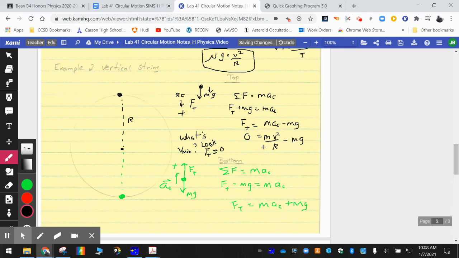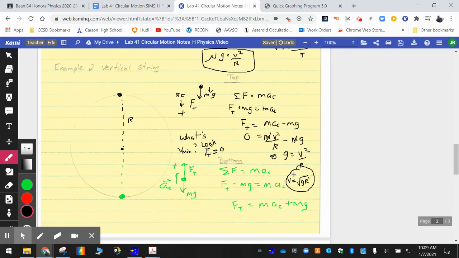Everybody good so far? Take a look here. A_C is really V squared over R. What cancels out right away? The masses cancel out. Now I want to solve for V. Using my advanced algebra skills, I'm going to bring g over to the other side. So g is equal to V squared over R. To solve for V, V is going to be the square root of g times R. This is how you calculate the minimum speed required to negotiate that circle.